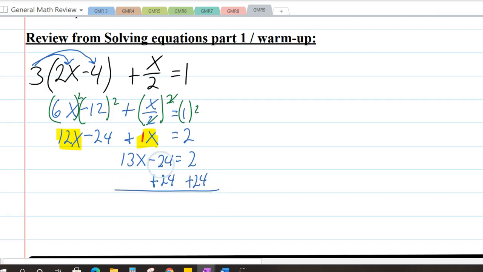Whatever I do to one side of the equal sign, I have to do to the other. This is our quick check. Negative 24, positive 24 cancel each other out. The 13x comes down. That is equal to 26. The opposite of multiplying by 13 is to divide by 13. Whatever I do to one side, I do to the other side. 13 divided by 13 cancels out, and that leaves me with x is equal to 26 divided by 13, which is 2.